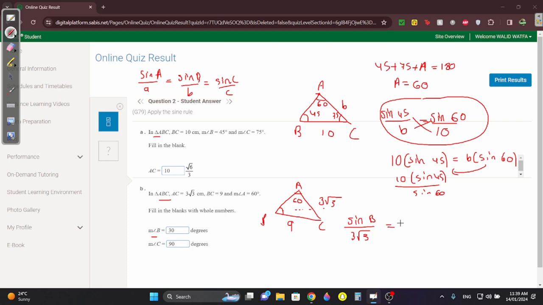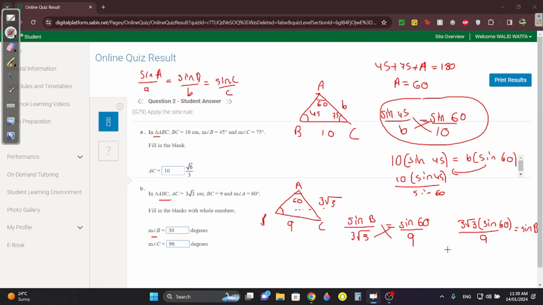So it will be sine 60 over 9, just like this. That's it. You don't have to do anything else. Just look at the side and the angle opposite to it. 60 is opposite to side 9 and B is opposite to 3 radical 3. Cross multiply: 3 radical 3 times sine 60, divided by 9, equals sine B. Let me do it on my calculator: 3 radical 3 times sine 60 divided by 9.